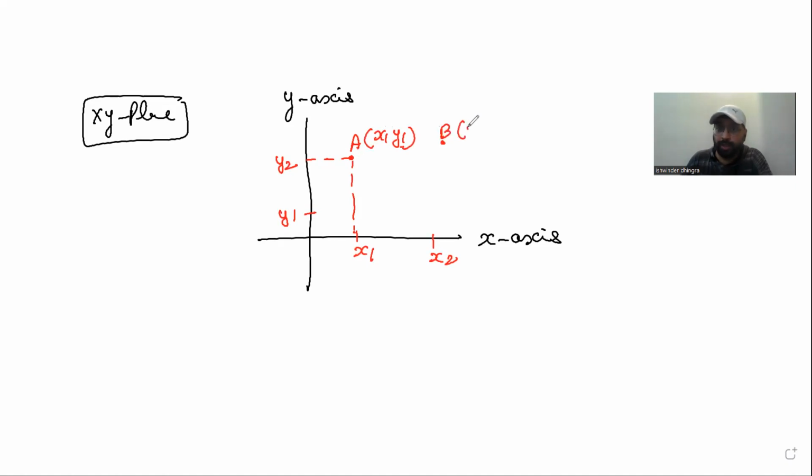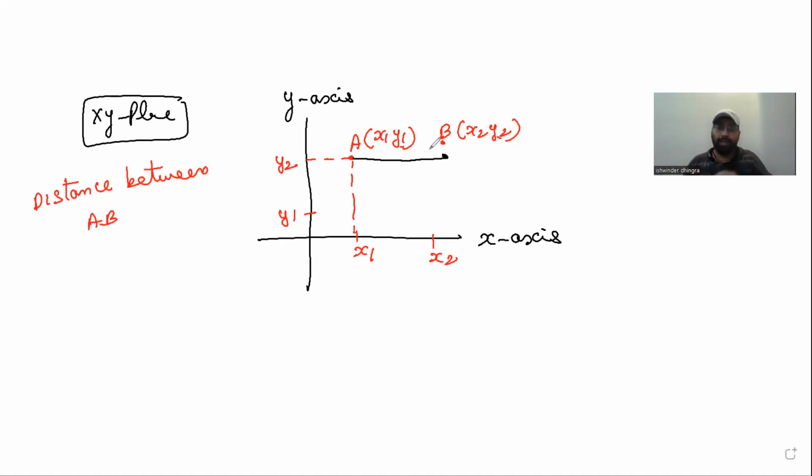Let's say this is going to be x2, y2. I hope the things are clear. Now, let's do one thing. Let's suppose I want to find out the distance between A and B. Let's say this is a point. I just need to join these 2 points.